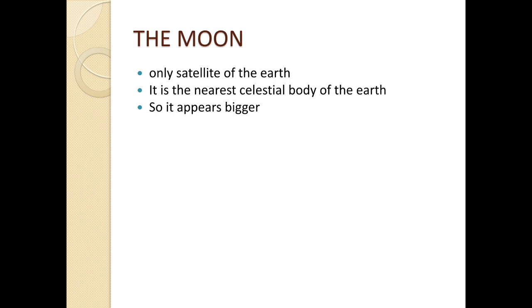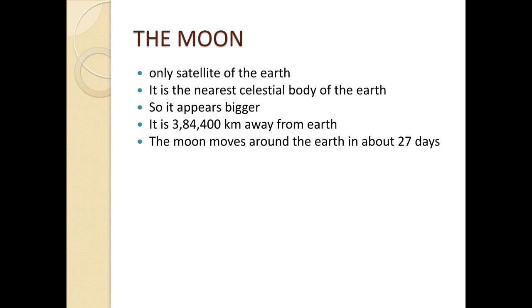Since it is very near to the Earth, it looks bigger, but actually it is smaller than the Earth. Its diameter is just 1/4 of the diameter of the Earth. But since it is the nearest celestial body, it appears bigger, and it is just 3,84,400 kilometers away from the Earth. But the sun is very far from the Earth. So compared with the sun, the moon is nearer to the Earth, so it appears bigger.